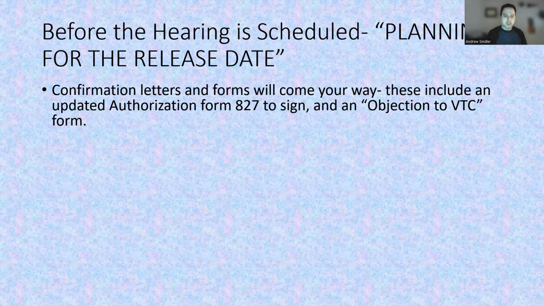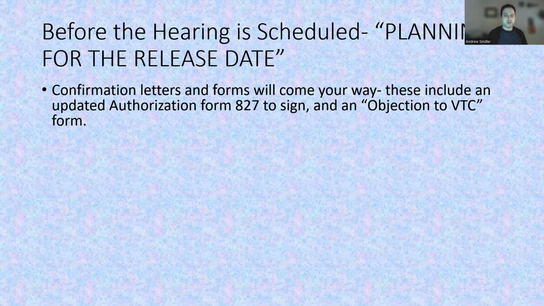So, all right. Now coming to the current slide that's been sitting up here. Before the hearing is scheduled, planning for the release date of our little movie. Once you've requested a hearing, you'll start getting mailings from the hearing office, which is different than the field office where you get all your mailings prior to that. They'll send some confirmation letters just saying, we know you requested a hearing, we're going to be scheduling one soon. They're going to send some forms your way as well.